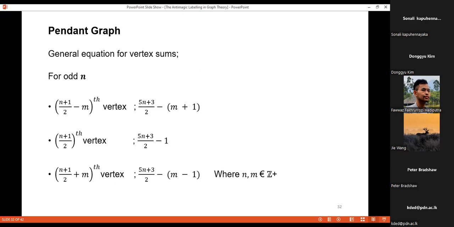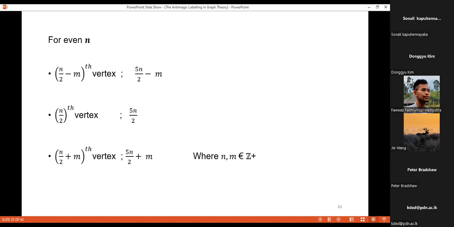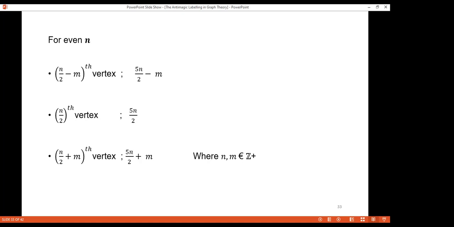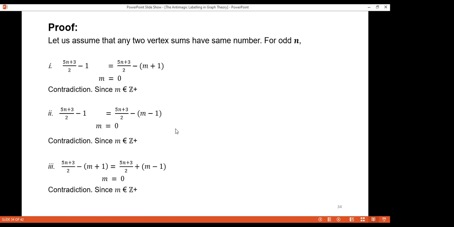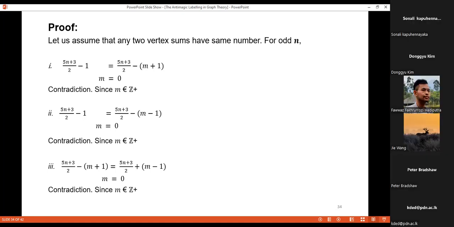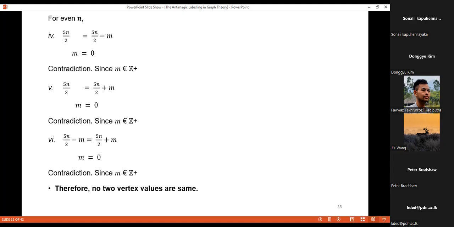Again, for the pendant graph, we just need 3 general equations for vertex sums. These are the general equations when n is odd, and these are when n is even. Like the wheel graph, here also we use the contradiction method to prove the vertex sums of the pendant graph are distinct. For each of the 7 cases, we got a contradiction. Therefore, we can say that no 2 vertex sums are equal.